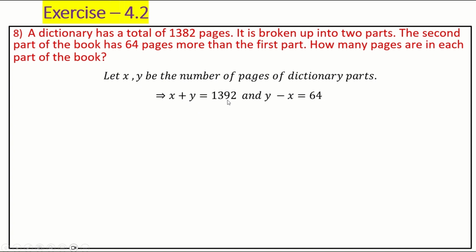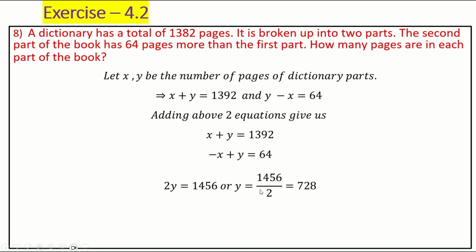Sorry, I took the wrong number here. 1382, it should be 1392 I took, but let's just solve the problem and see. x plus y equal to 1392 and y minus x equal to 64. Okay, these are the two equations. So now you just solve them easily. You will get y equal to 782 and x is 654. So these are the number of pages in the two parts.